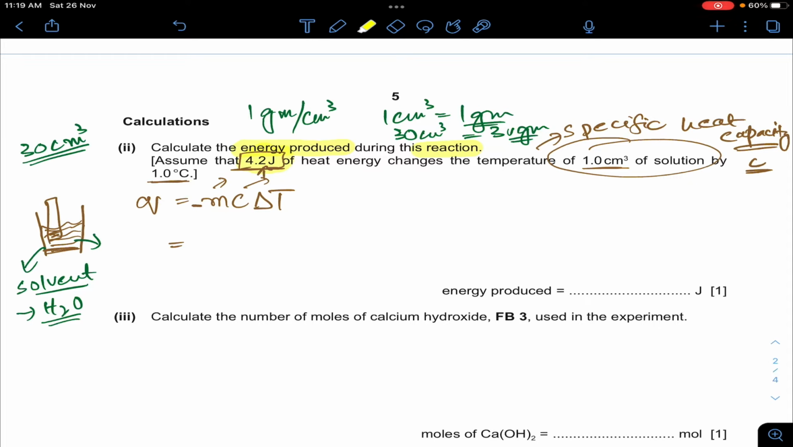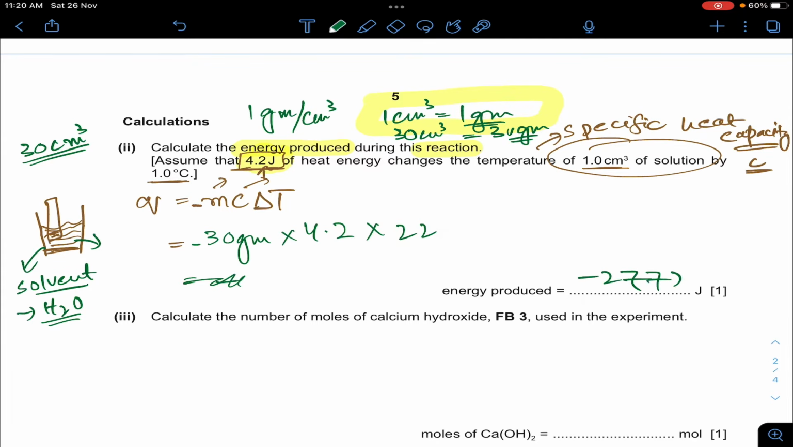and for the mass of water you just have to find out the volume of solution that we are using and convert it into grams, because for water 1 cm cube is equal to 1 gram, right? So that means we have 30 grams of water multiplied by specific heat capacity, 4.2, into change in temperature, 22. So the final answer that we get here is minus 2772 joules of energy released, right?